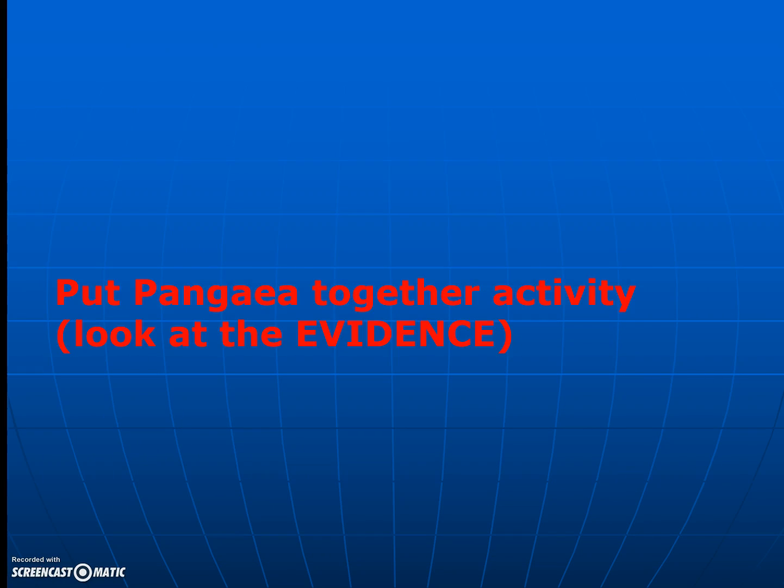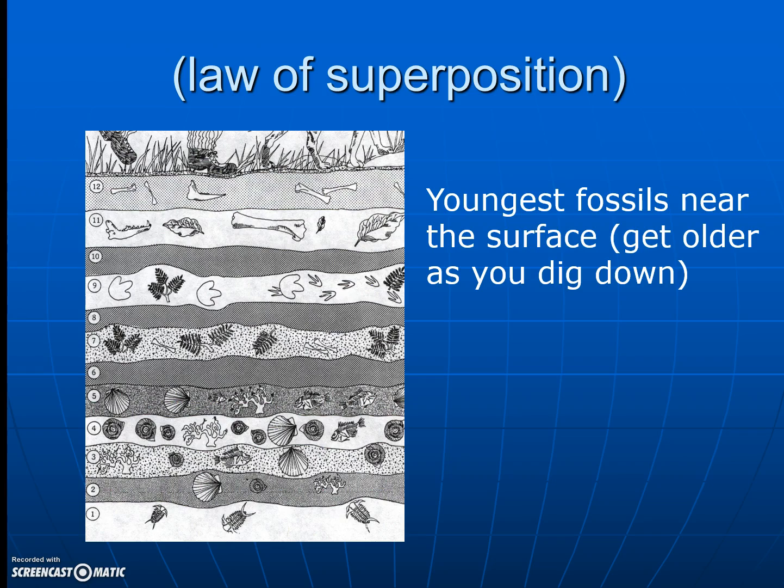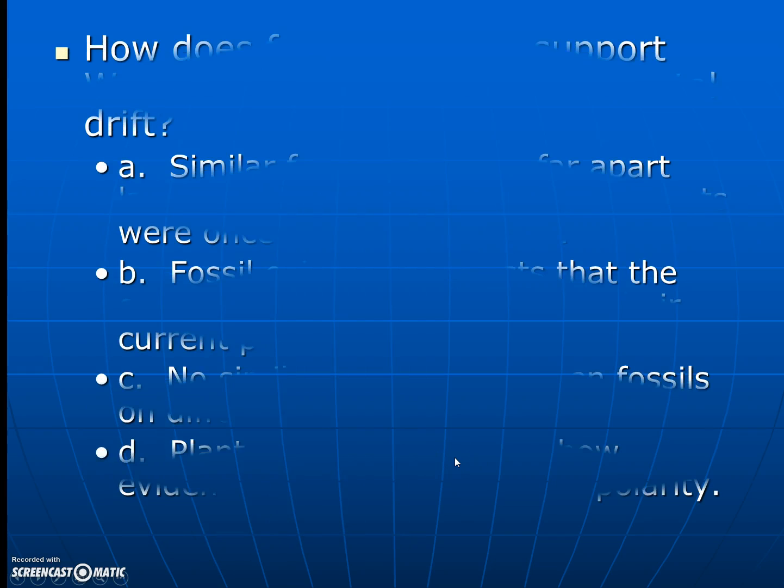We're going to do this a little bit later, but we kind of already talked about this with deposition, so this is just kind of a review. But he also did notice that the youngest fossils were near the surface, and that if you wanted to find older fossils, you would go down, down, down, down, down, way down here, which is exactly what he did in order to find those fossils.